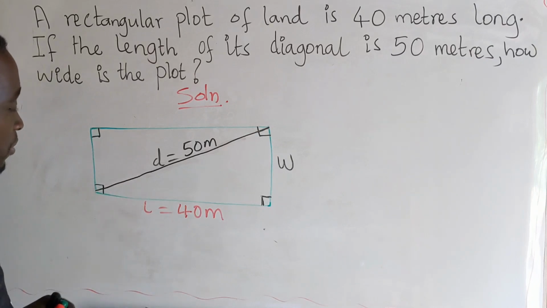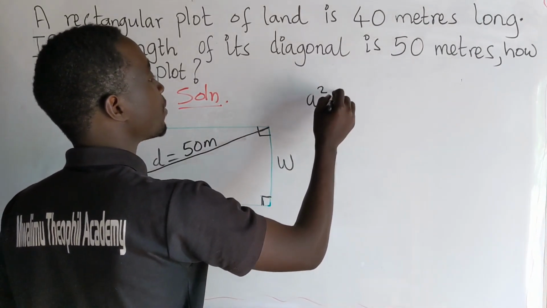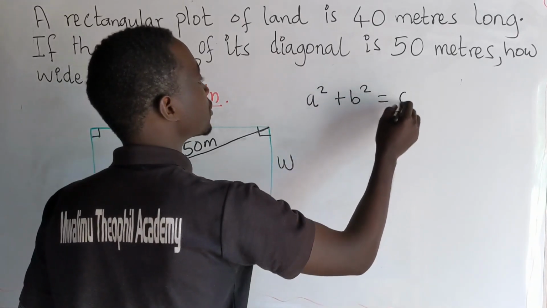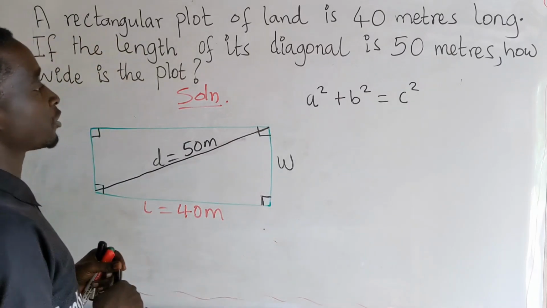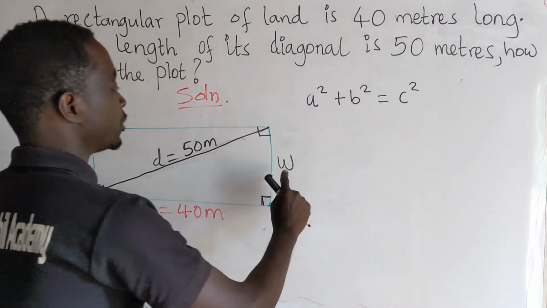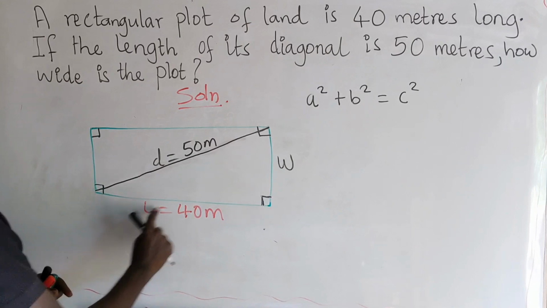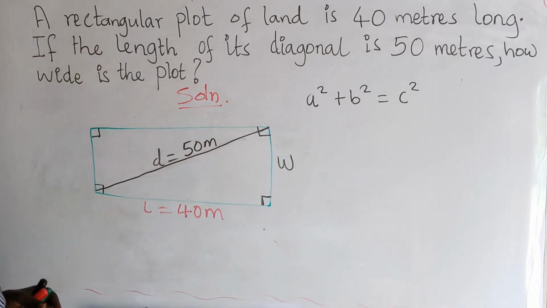From Pythagoras Theorem, we know that a square plus b square is equal to c square. A and b are the two shorter lengths of a right angled triangle, which is this labeled W width and this L, while c is the hypotenuse, this D, which is equal to 50 meters.